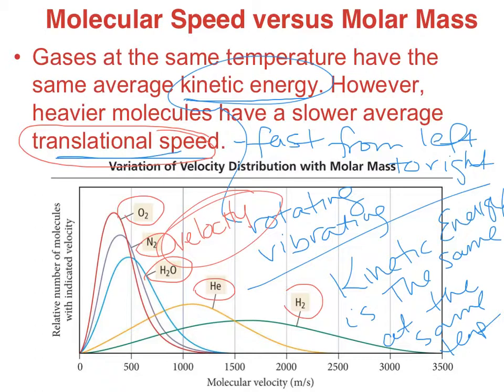Just like you may think of football players. The running backs and the quarterbacks tend to be smaller, leaner, faster moving players, and the blockers tend to be larger and don't move quite as fast typically. So same with a molecule or atom. The larger they are, the smaller their translational velocity is. So I just don't want you to get kinetic energy mixed up with velocity. They are different. Kinetic energy is the same at the same temperature. Molecular velocity depends also on the molar mass of the substance.